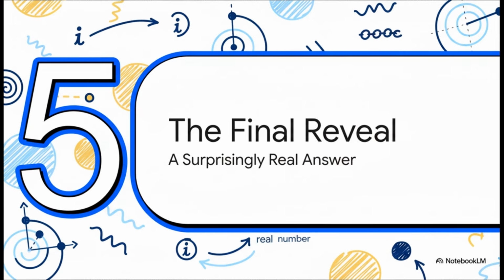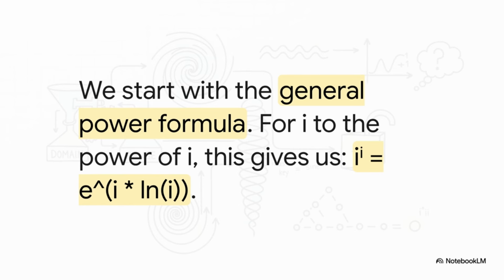All right, the toolkit is complete. We have our definitions, we have our master key, we have our formulas. It is time. Let's put all the pieces together and finally solve the mystery we started this whole thing with. So we start by just applying that general power formula directly to our problem. We want i to the power of i. So we look at our formula, we replace a with i, and we replace z with i. And that gives us our starting point.